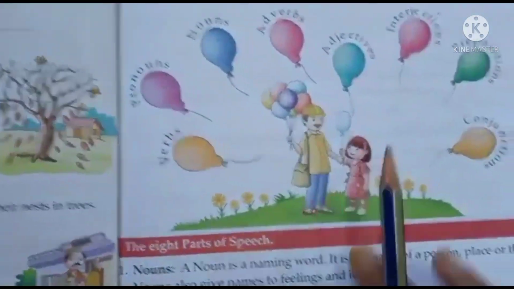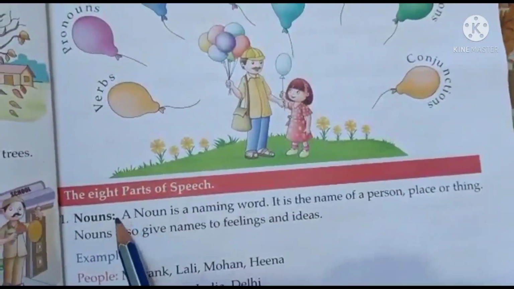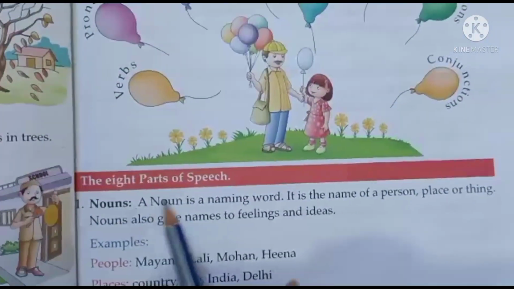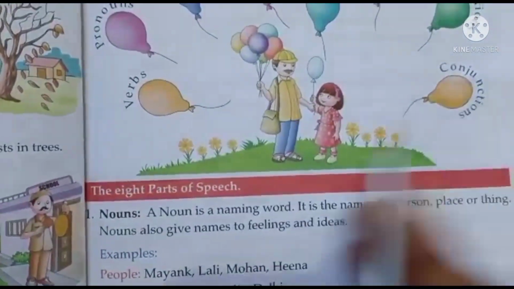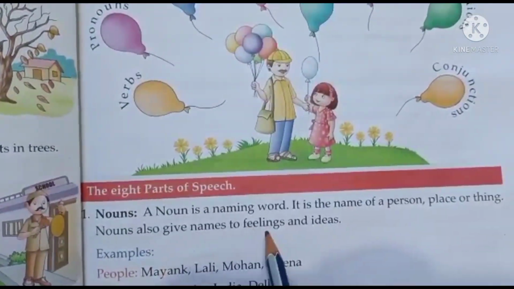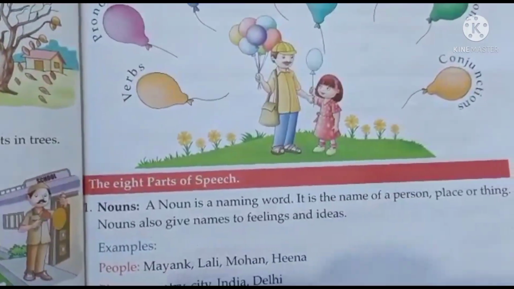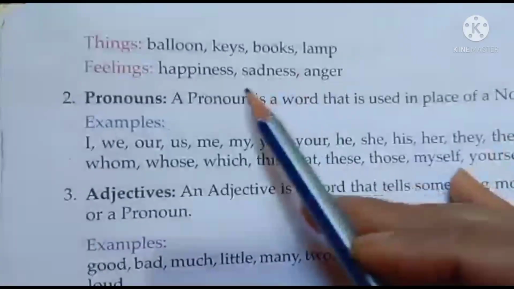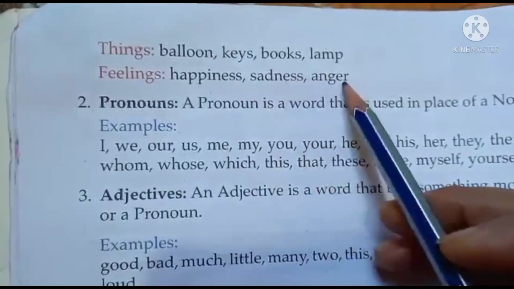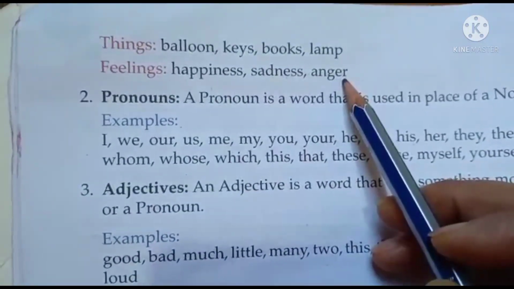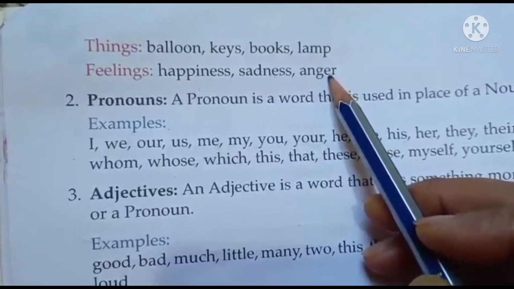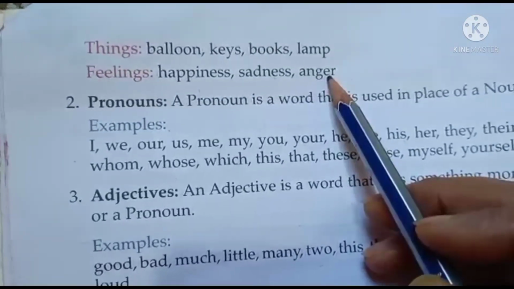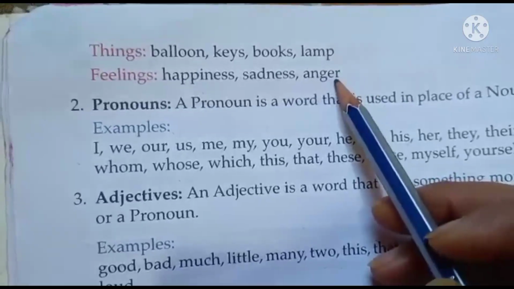Now let us see the 8 parts of speech in short. The first one is nouns. You all know a noun is a naming word, the name of any person, place, animal or thing. Nouns also give names to feelings and ideas, children. Feelings like happiness, sadness, anger. These are feelings that we cannot touch. We can only feel them, right? So this is also a noun. We categorize them as abstract nouns. This you will study in your higher class, children.